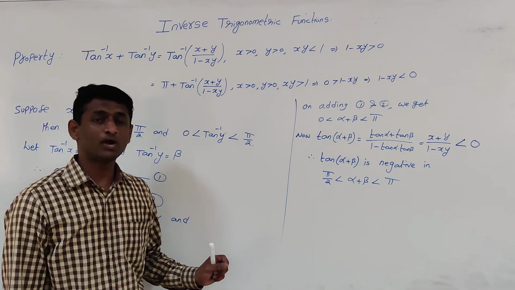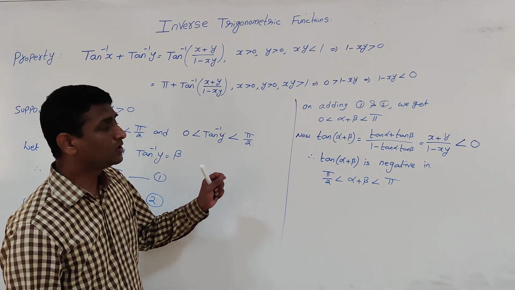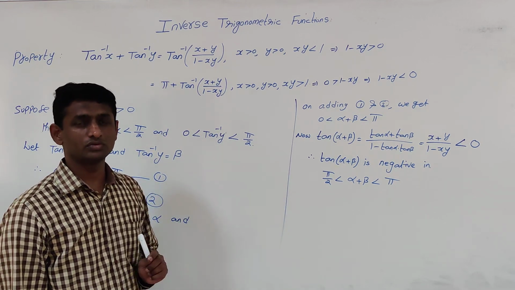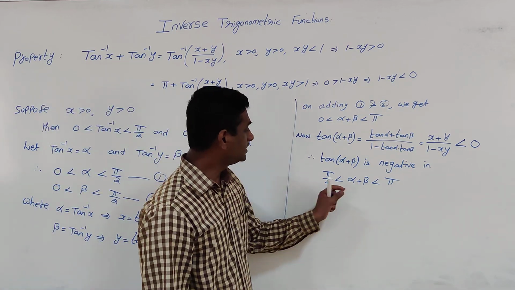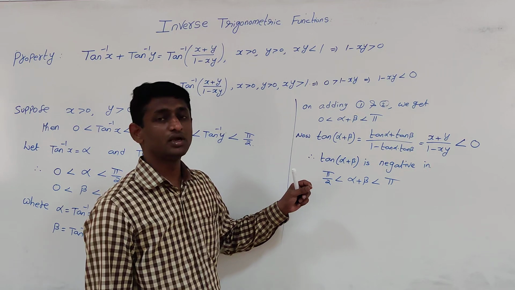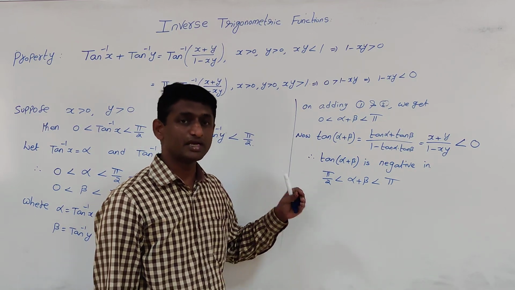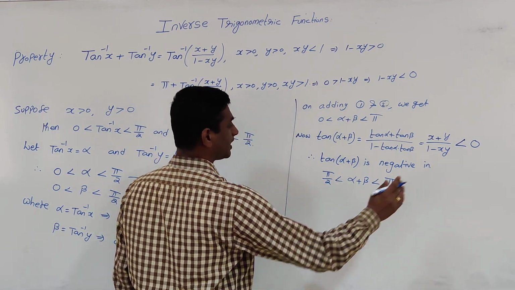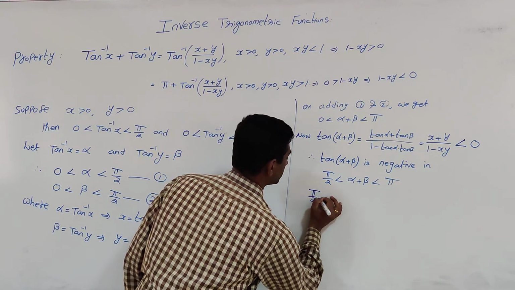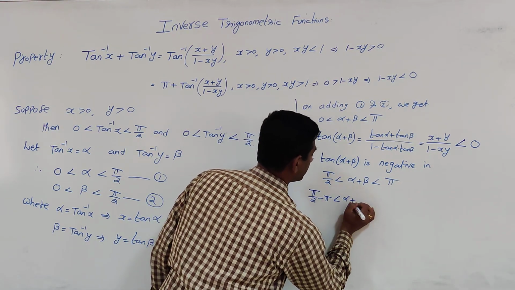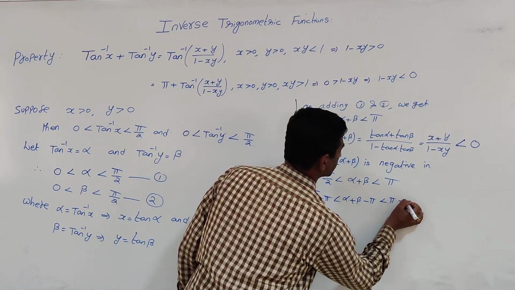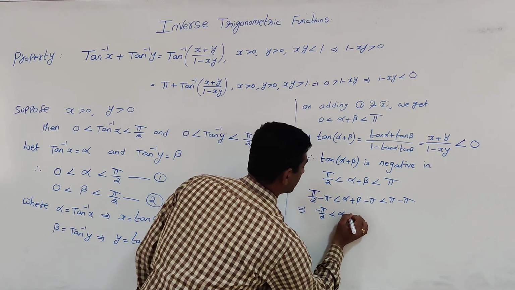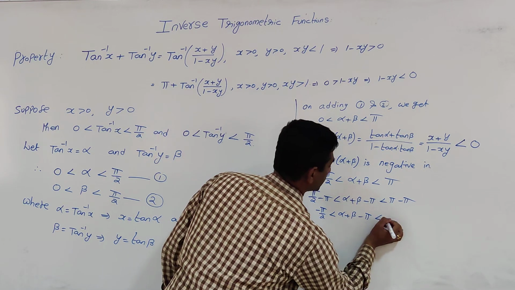But we require, in order to find the inverse, the domain of tan inverse is from minus pi by 2 to pi by 2. So pi by 2 to pi is actually in the second quadrant, but in order to get the inverse, it should be from minus pi by 2 to 0. So subtract pi on both sides. Pi by 2 minus pi less than alpha plus beta minus pi less than pi minus pi. Means it will be minus pi by 2 less than alpha plus beta minus pi is less than 0.